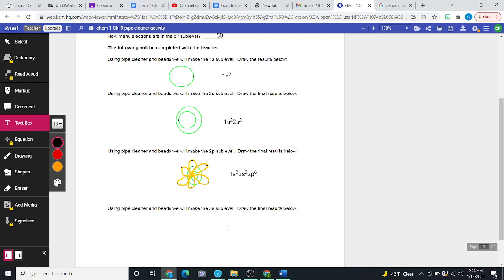So we have to, because these electron configurations can get really long, we'll see a shortcut around that. Now then, the last step.